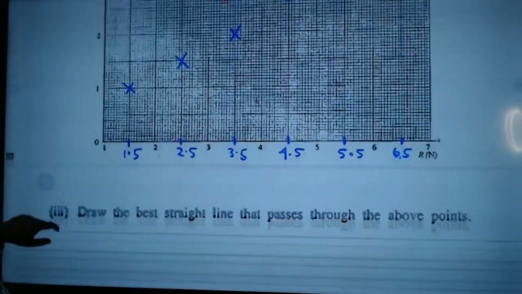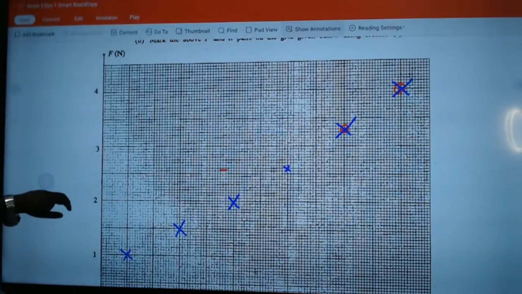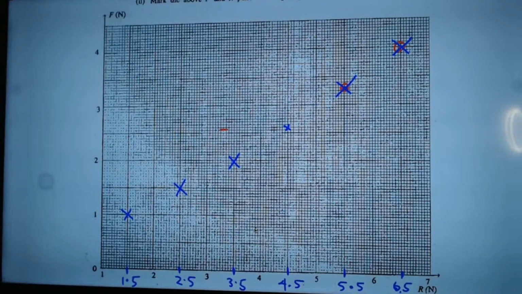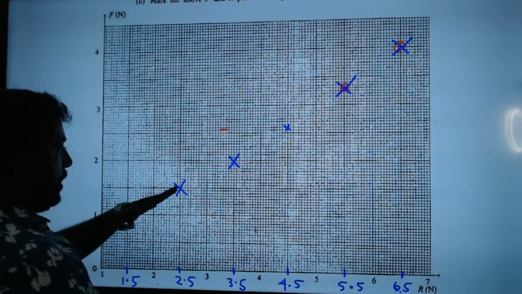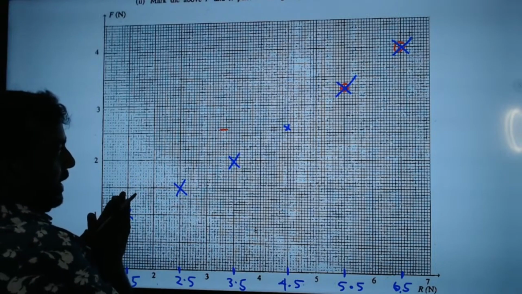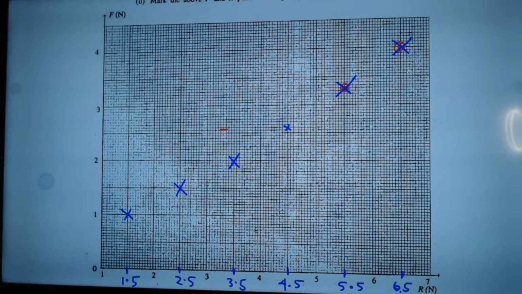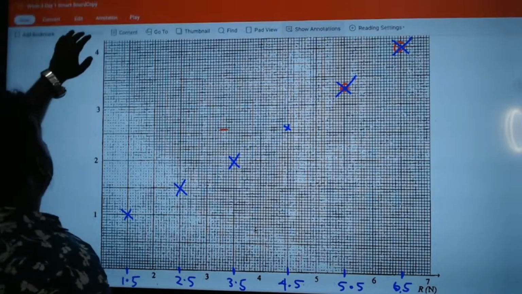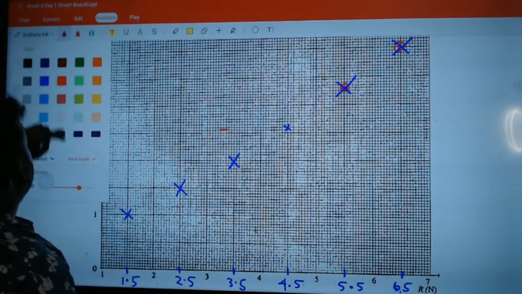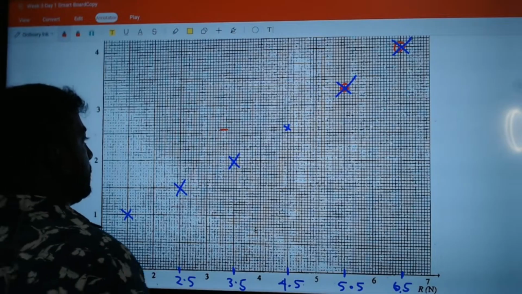Draw the best straight line through the points. So, best fit line means keep the ruler, check and see which line will evenly distribute the points above and below the line. Above and below the line. So if you draw this best fit line, I hope you use the ruler to draw this.